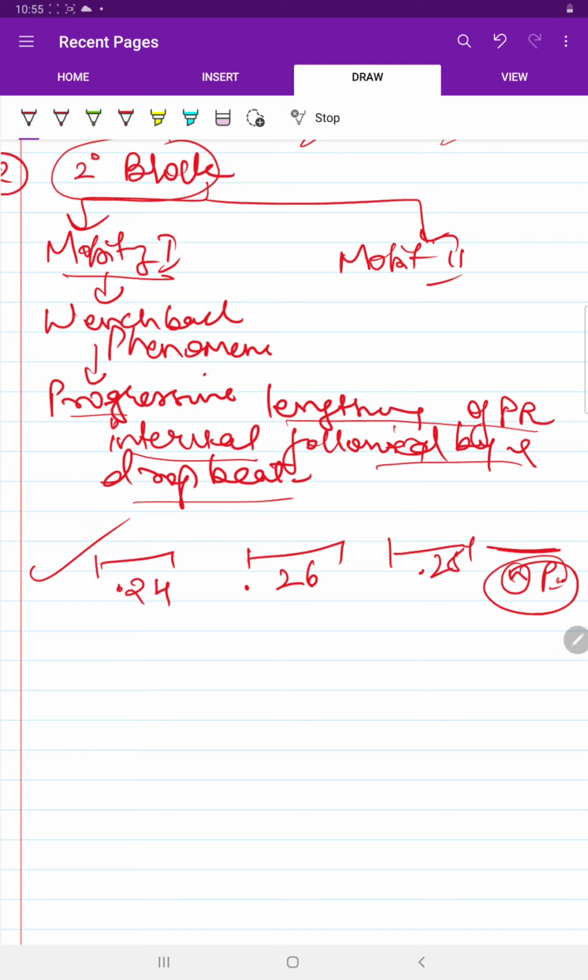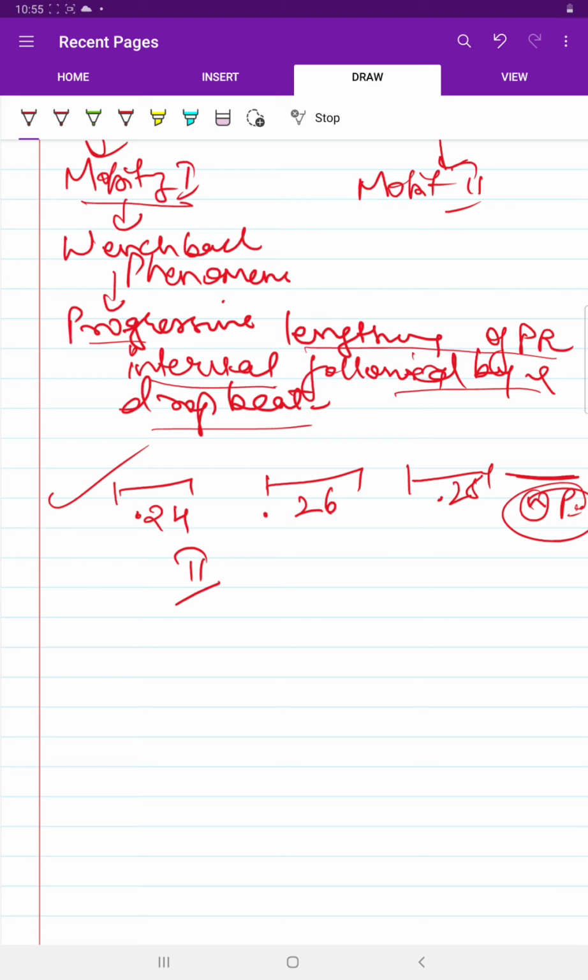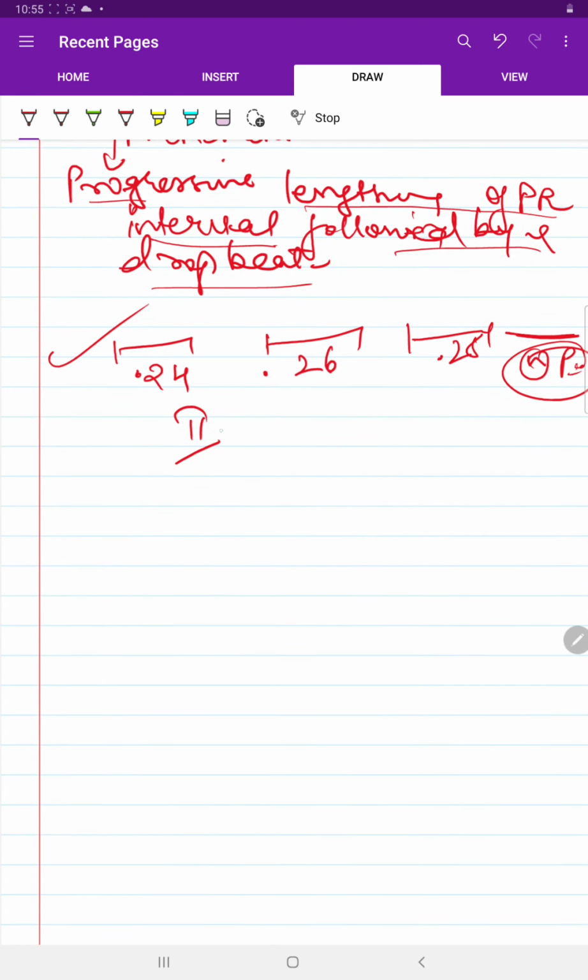Now we are going towards the type 2 block. It's a very simple word. If you listen to this video and go to the ECG strip, you will understand. Just go lie down, Google the ECG and you will find out. Type second is another Mobitz.